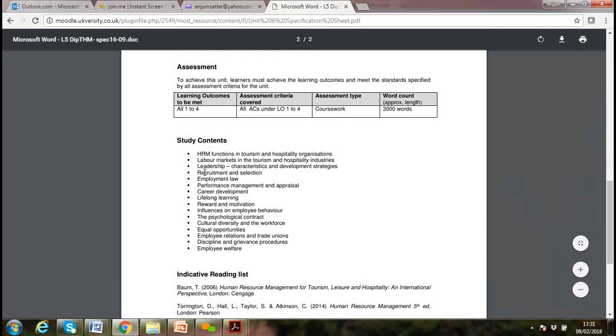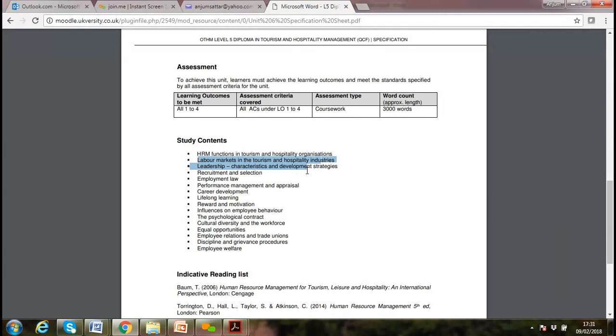During the previous lessons we already discussed HRM functions: recruitment, selection, promotion, job enrichment. We discussed the labor market and tourism industries, the difference between managers and leaders and different sorts of leaders. We discussed recruitment and selection, some employment law legislation, 360 degree appraisal, equal opportunities and the race and religion act. And then we discussed career development, lifelong learning, reward and motivation.